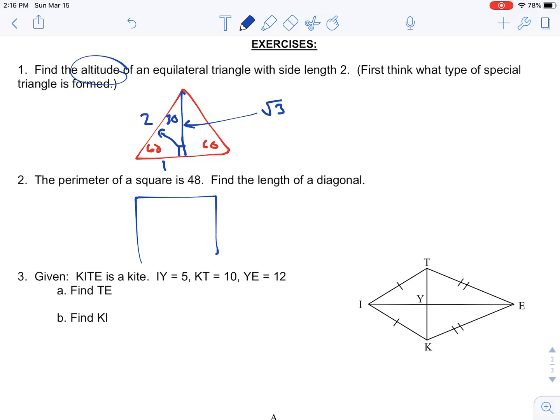For problem number 2, here's a square where the perimeter is 48, so each side is 12, with a diagonal that splits the square into two 45, 45, 90 right triangles. This hypotenuse is going to be whatever my x side is, which is 12, times the square root of 2. So it's just going to be 12 times the square root of 2.